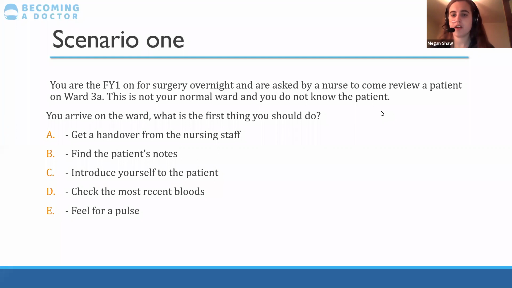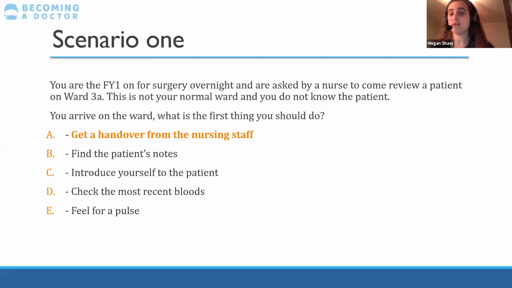Okay, that's good. 43% of you have put get a handover from the nursing staff, and I'd agree with that. All of these things are good things to do, but the very first thing you want to know is why you've been called to see this patient. Often they just bleep you and you ring them and they say, can you come and see this person? And that's all the information you've got. So when you turn up on the ward, you want to know why they want you to be there. All of these things are important, but not the very first thing you should do.